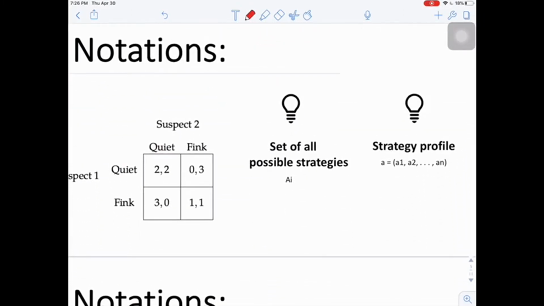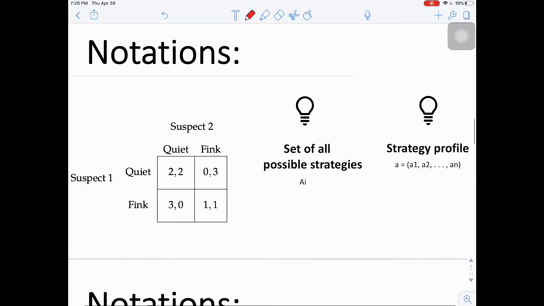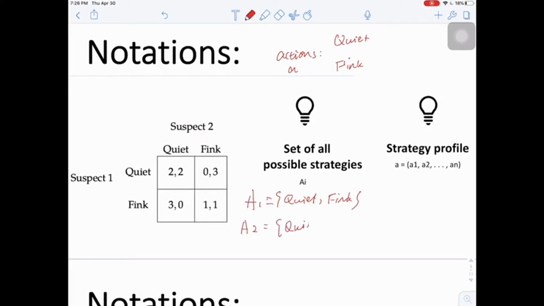Firstly, we have to know what the set of all possible strategies is and what a strategy profile is. A set of all possible strategies combines all the possible actions of one player. As I have mentioned before, each player has two possible actions, which is be quiet or think. So the set of all possible strategies is just the combination of these two actions, quiet or think. And for player 2, it will be the same, quiet or think.